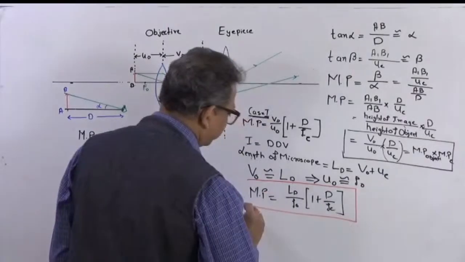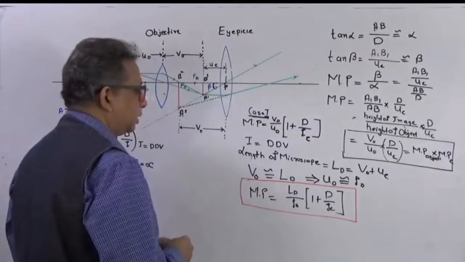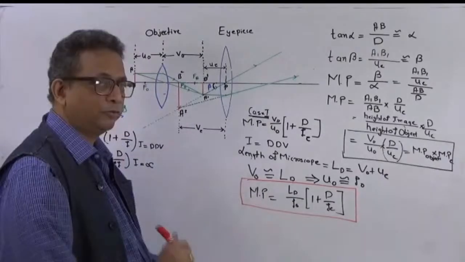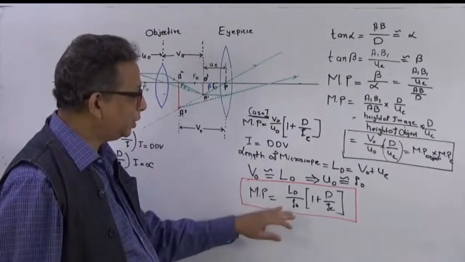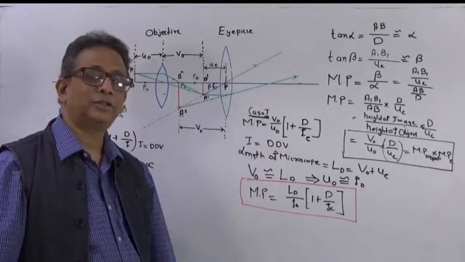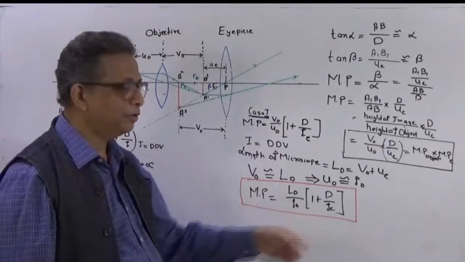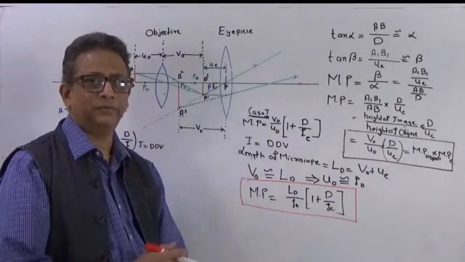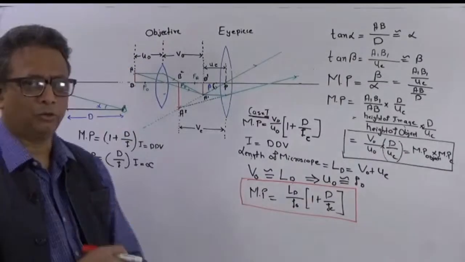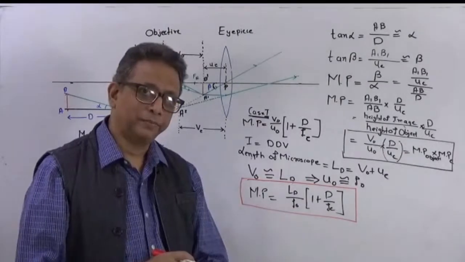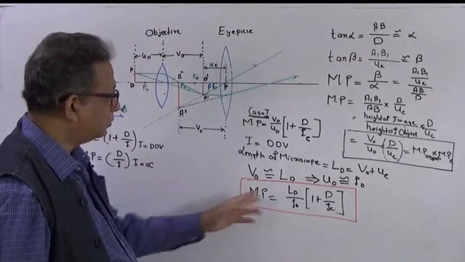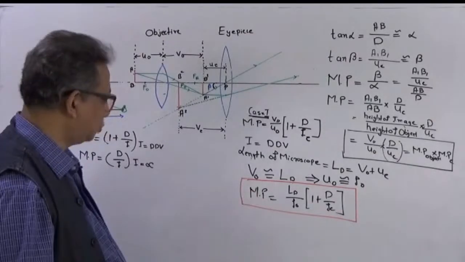See here, what are the terms? LD, that is the length of the microscope, is given to you, and they will give you the focal length of both the lenses, and they will ask you what is the magnifying power. DDV, the distance of distinct vision, is normally approximately taken to be equal to 25 centimeter. So by using these three relations, you should be able to find the magnifying power.